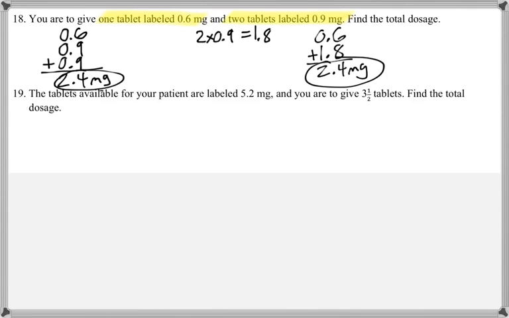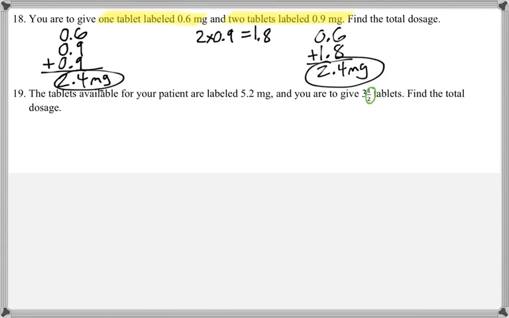Question number 19 says the tablets available for your patient are labeled 5.2 milligrams, and you are to give 3 and 1/2 tablets. Find the total dosage. So I want to deal with decimals here, and I can change this fraction into a decimal by dividing the top by the bottom. So 1 divided by 2 is going to give you 0.5. If you know 1/2 is equivalent to 0.5, then you can just do that as well.